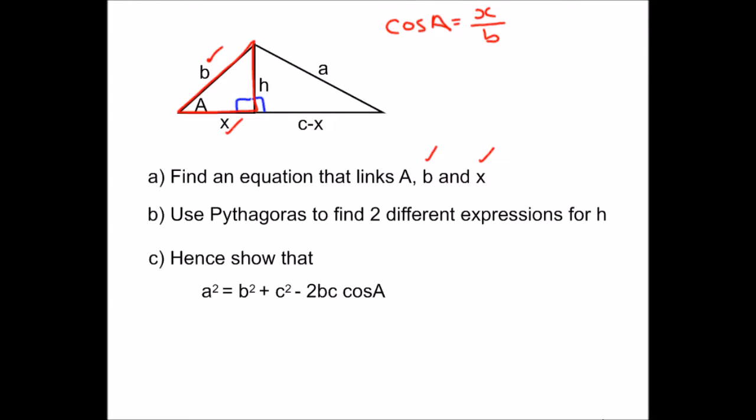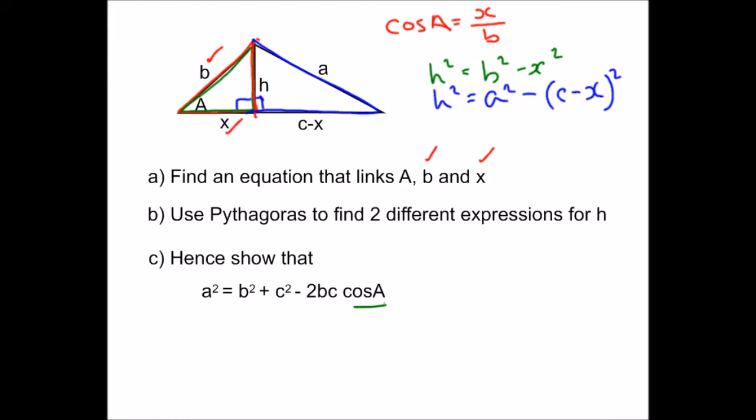Then we're asked to use Pythagoras to find two different expressions for h. Well, looking at this left-hand triangle, we can say h squared, well, because it's not the hypotenuse, I'm going to have to say h squared is equal to b squared minus x squared. And then for the second expression, I'm going to have a look at this right-hand triangle. And I'm going to say h squared is equal to, well, my hypotenuse is a squared, and I'm going to take away the short side squared, c minus x squared. So it's just rearranging Pythagoras to get to this. And we want to get to this formula.